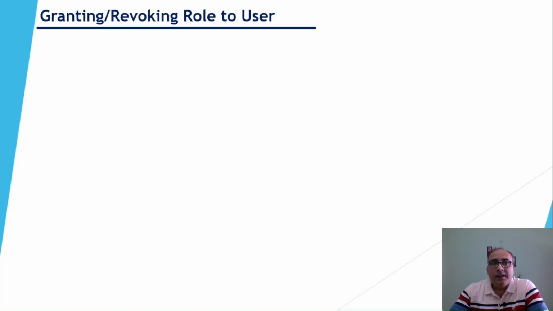Now how we can grant and revoke role to user. Okay, so let's try to understand. In the earlier slide we were talking about how we can assign or deassign privileges to a role. Now we are talking about how we can assign and deassign a role to a user. The syntax is almost the same: grant role name to username with admin option.